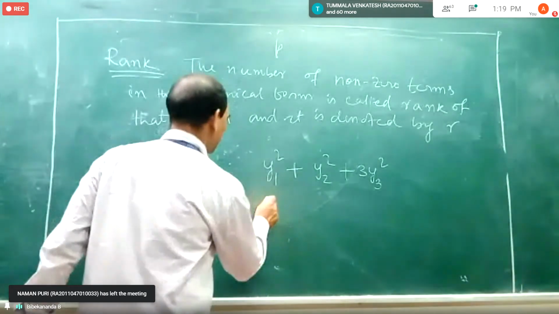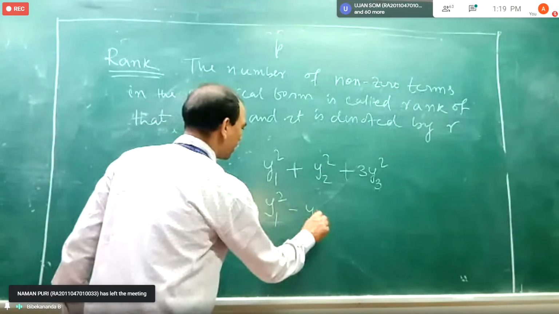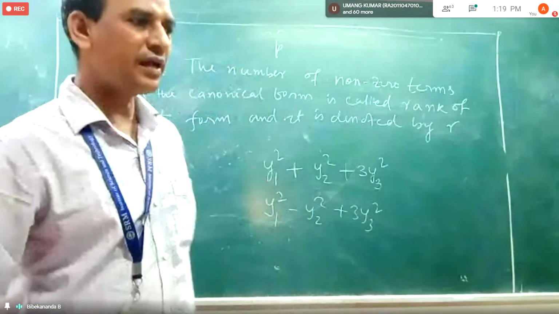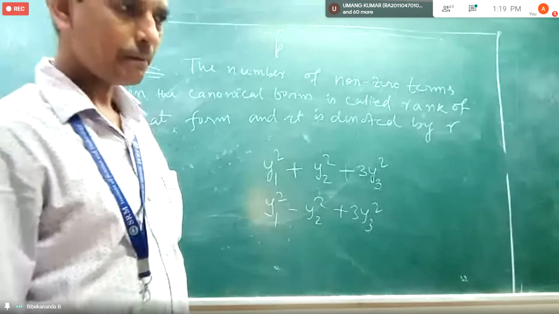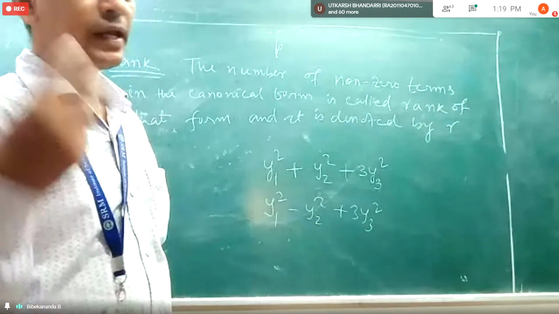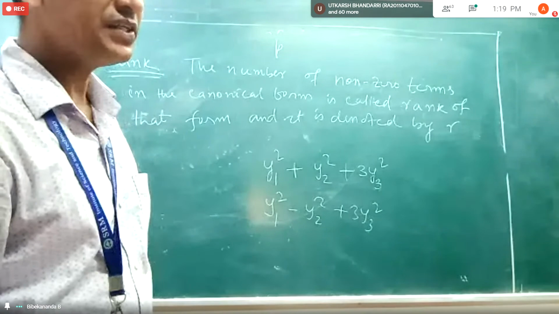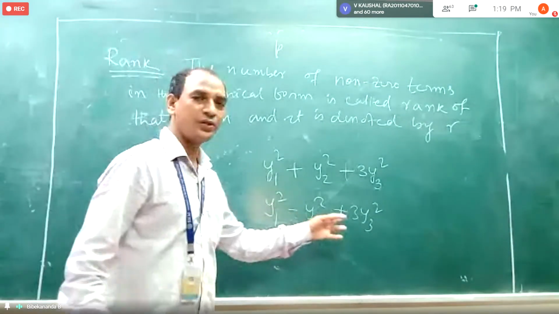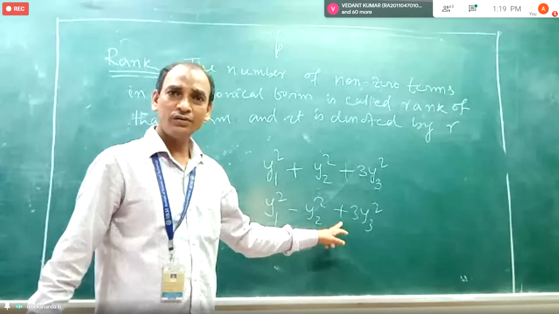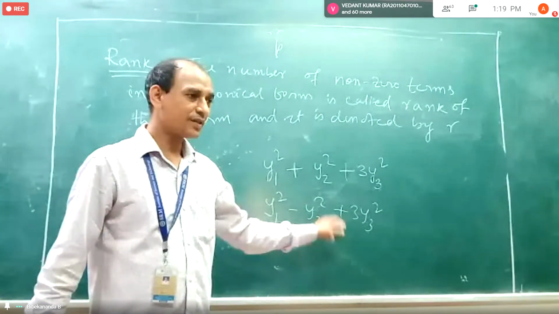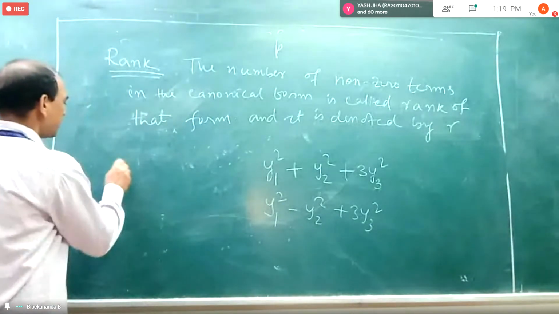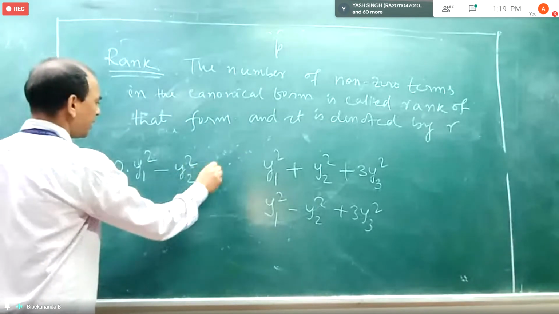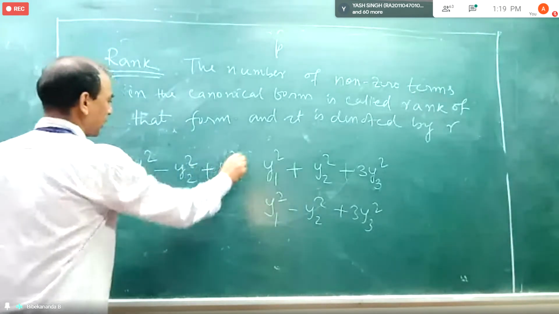Now my question is, suppose y1 square minus y2 square plus 3y3 square. Tell me what is the index, what is the rank? Index is 2 and rank is 3, because all are non-zero, isn't it? Yes, sir.